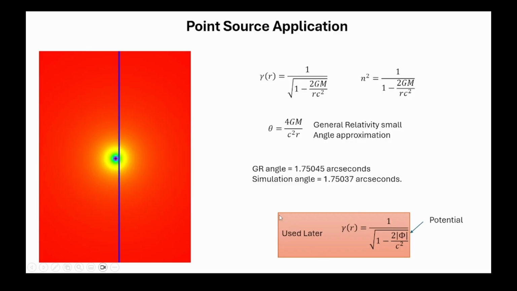Later, I think I skipped this one, but we're going to be looking at this later, when we're trying to study the Milky Way and its more accurate density distribution, we're going to be using this equation. I think it's valid, but I'd like to confirm that a little bit more. This is basically the gamma with respect to the potential instead of with respect to some given mass distribution or point source. I guess this would be a point source potential.